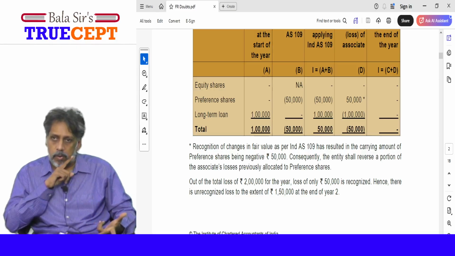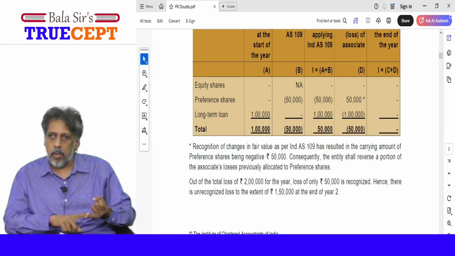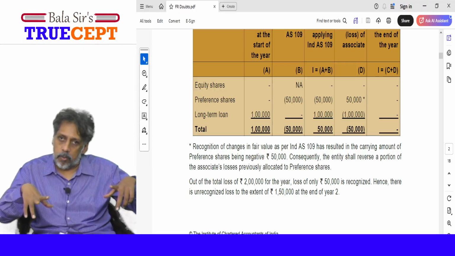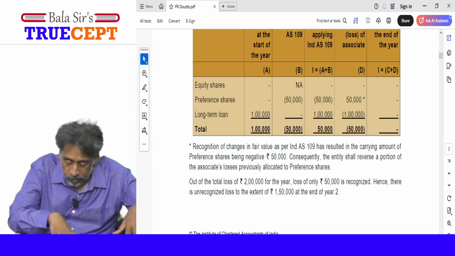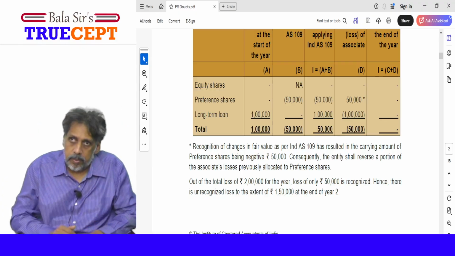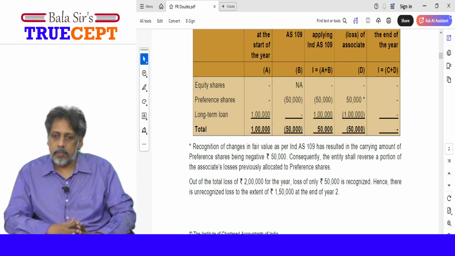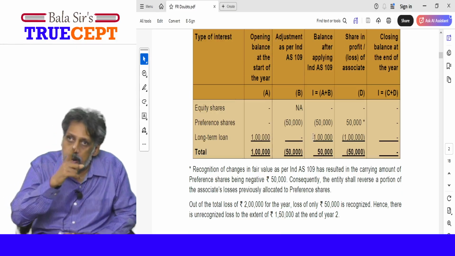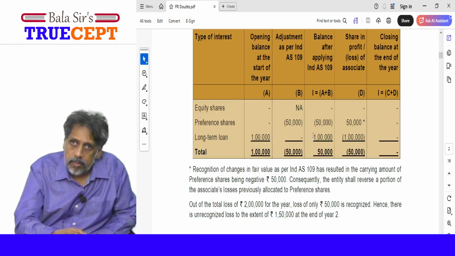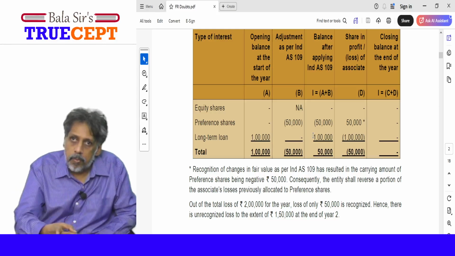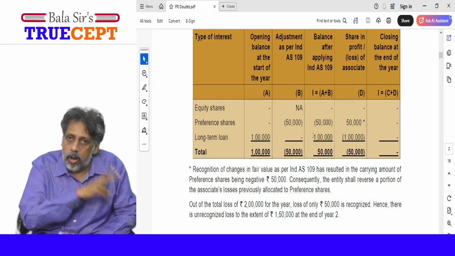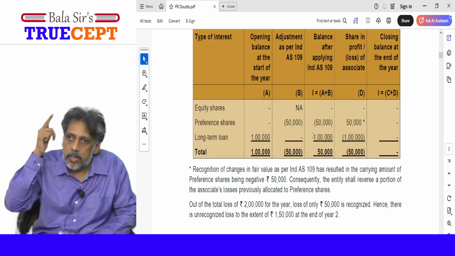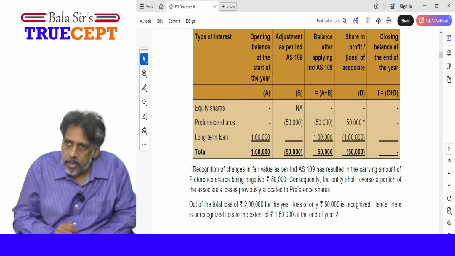But remember, out of the 2 lakh rupees loss already, now 50,000 loss of the previous has been reversed. In all, what is the total loss now? 2 lakh 50,000. Now go to the third line, the loan part. What is given? 1 lakh opening balance. And then adjustment nil, and applying out of it is 1 lakh, out of 2 lakh and 50,000 loss. Remember, 2 lakh loss for that year plus 50,000 reversed. In all, 2 lakh 50,000, of which 1 lakh has been assigned to loan, right?